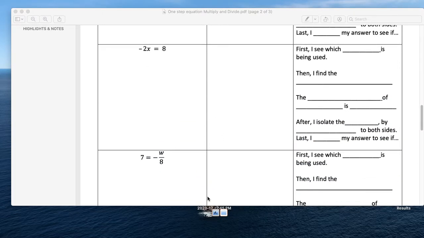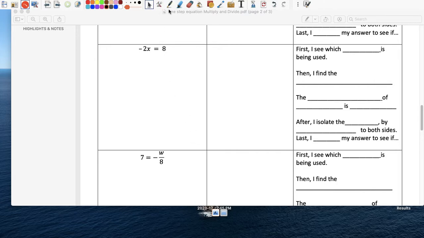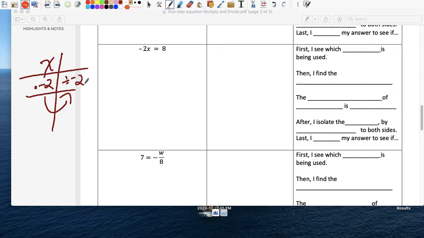-2x equals 8. So again, you'll notice that once you get the hang of it, it's super easy. Variable x being multiplied by -2. So to undo that, I'm going to divide each side by -2. So let's show division. To show division, I'm going to use a fraction and divide this by -2, divide this by -2. Cross, cross, right? Because it simplifies to 1. x equals -4.